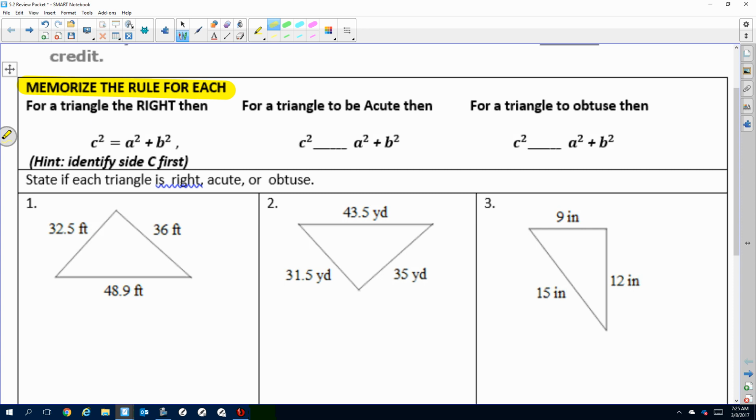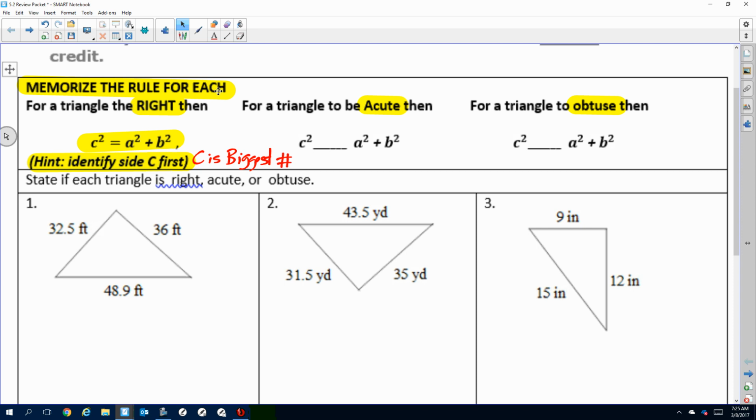Although the Pythagorean theorem is on the formula chart, knowing how to determine when it's acute and when it's obtuse is very important. If it's a right triangle, then c squared is going to equal a squared plus b squared. Some people change the order, but I try to always go with c squared first, because that's your hint. Always identify the c side first, because c is always the biggest number. That helps you identify that number first.